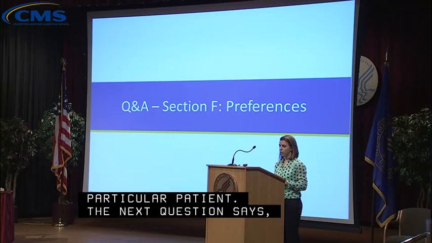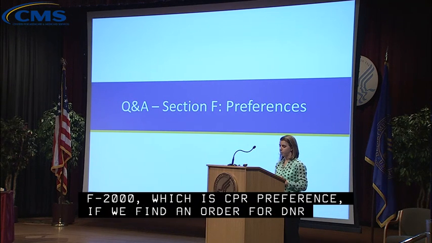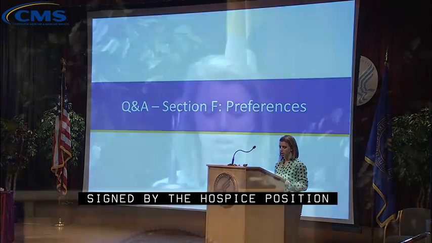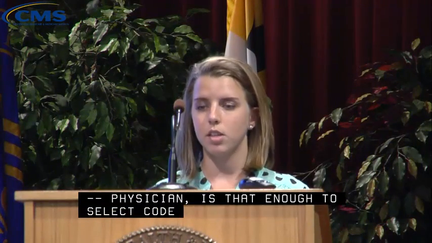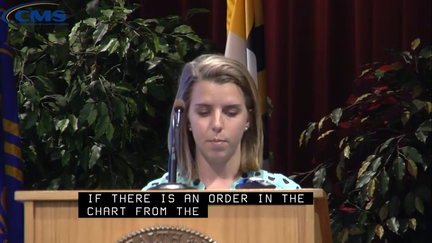The next question says, for F2000, which is CPR preference, if we find an order for DNR signed by the hospice physician, is that enough to select code 1 for that item? If there's an order in the chart from the hospice physician, doesn't that imply that a discussion must have occurred with the patient or responsible party? Would the physician have to write a clinical note that says the discussion happened?